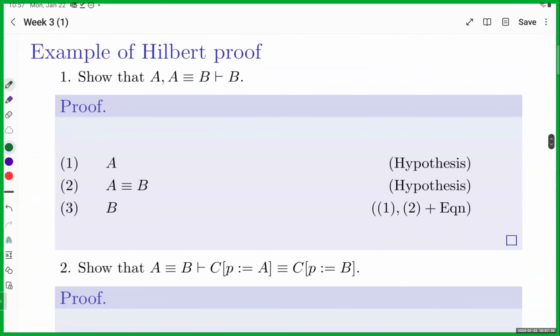So let's write proofs finally. We're going to start with very easy proofs. Our first proof has 2 hypotheses. So in this case, my gamma contains 2 formulas, A, and A is equivalent to B. And then we want to show that gamma proves, sorry, B. Gamma does prove A, but it also proves B.